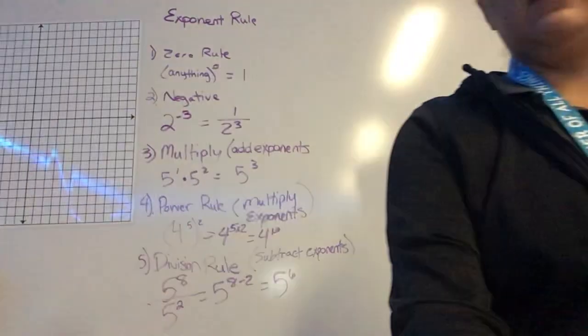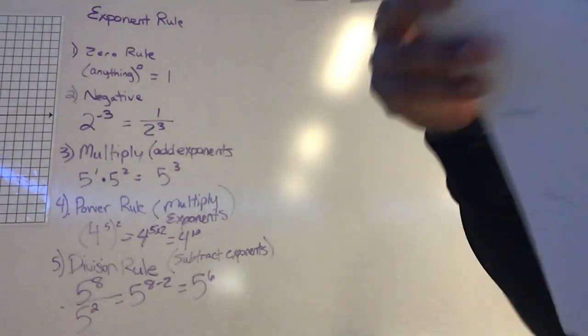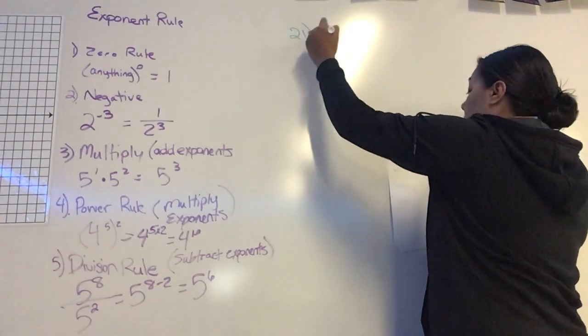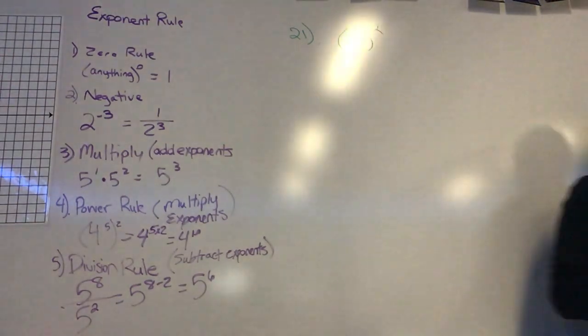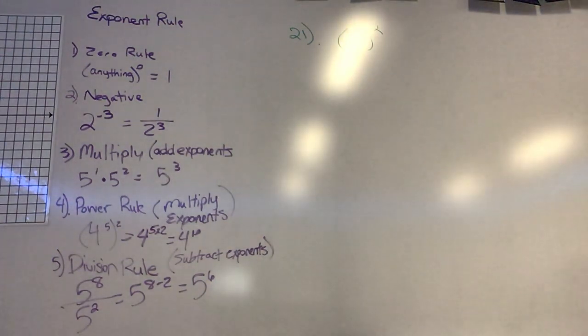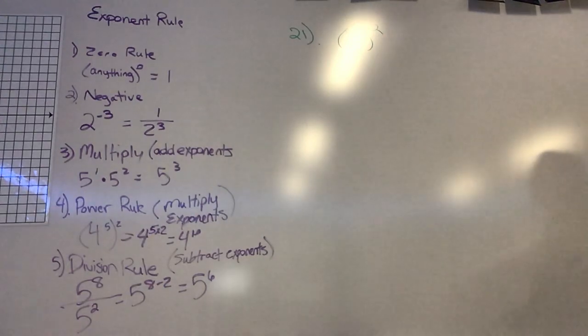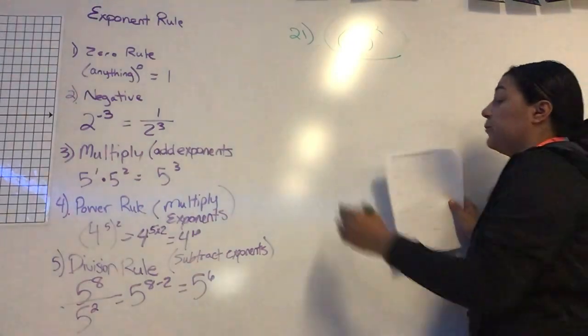So if we look at number 21, okay, I got negative 2 to the 2. Okay, are there any negatives or zeros? Okay, there's not. Okay, the negative applies to the exponent. So you can just circle this because this is going to be your answer.